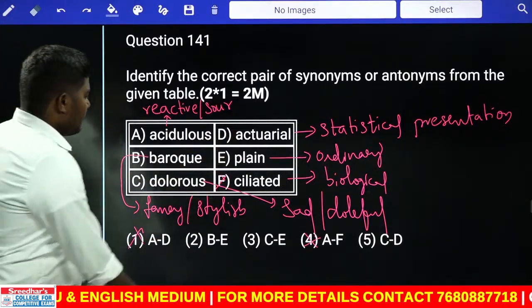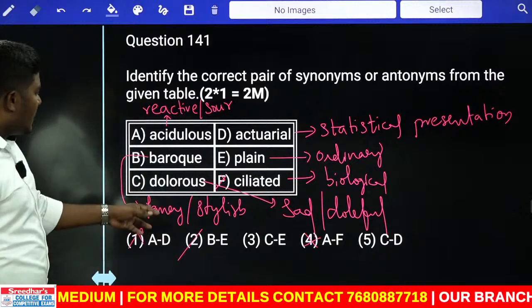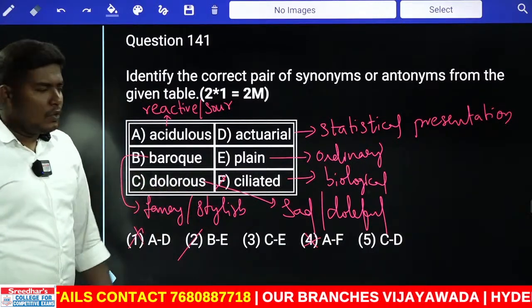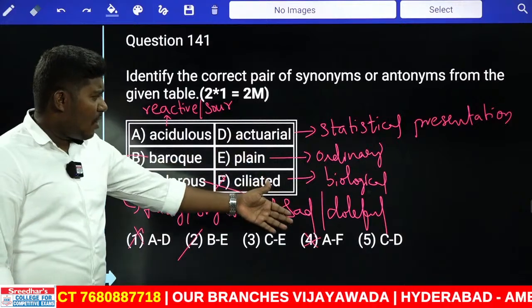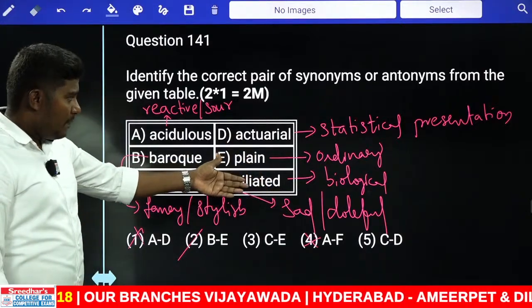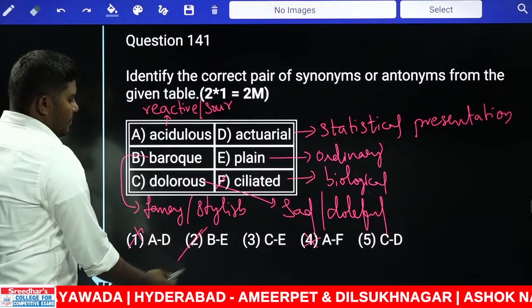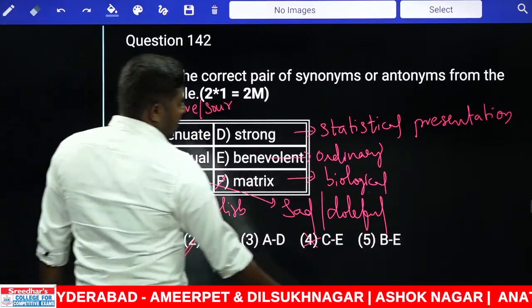Do you have any BE? Yes. Any answer that we can find out? Other one, dolorous, which is being sad, and doleful. There is nothing like an opposite which is happy, or a synonym like something that is sad. Not possible. So only B is possible. Next, 142.